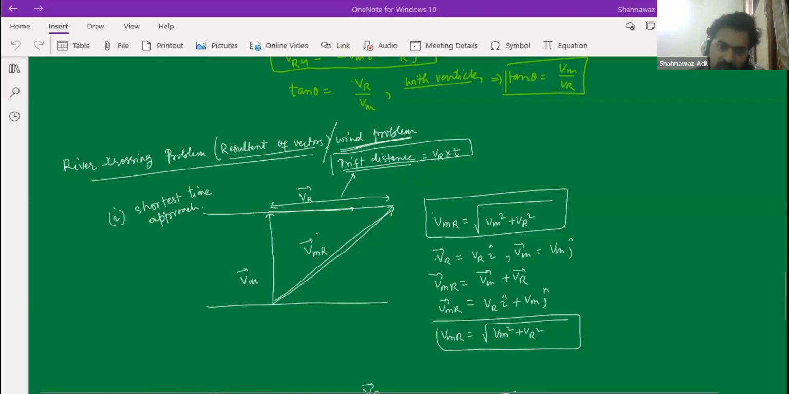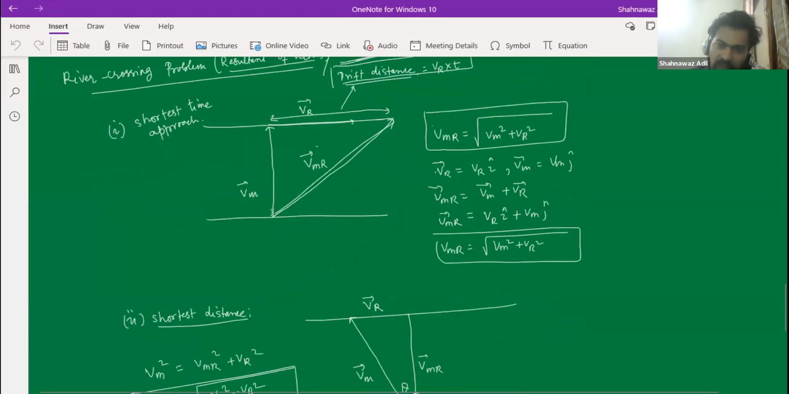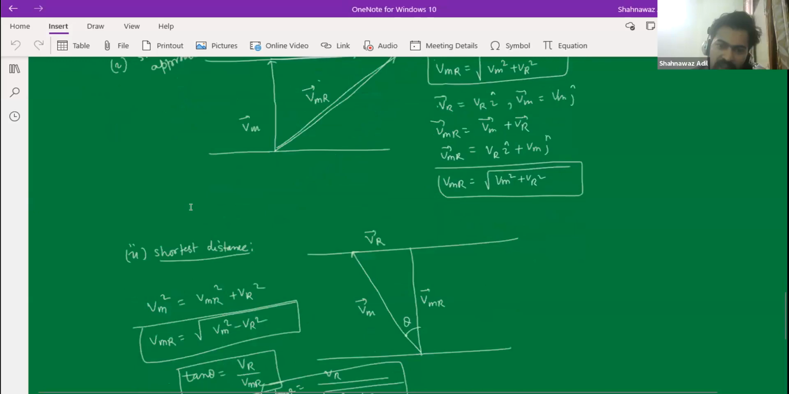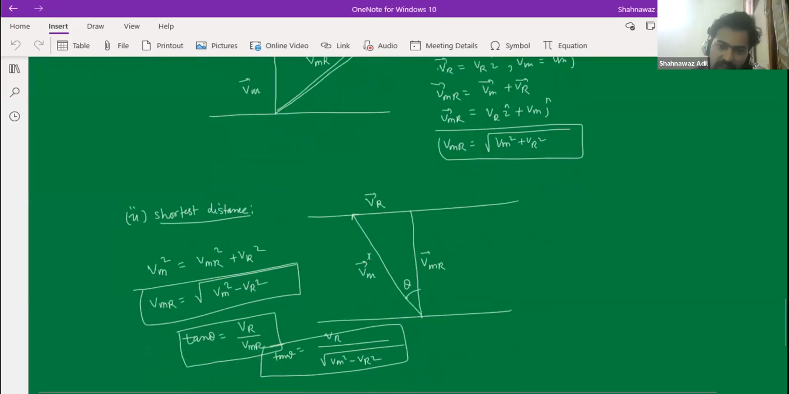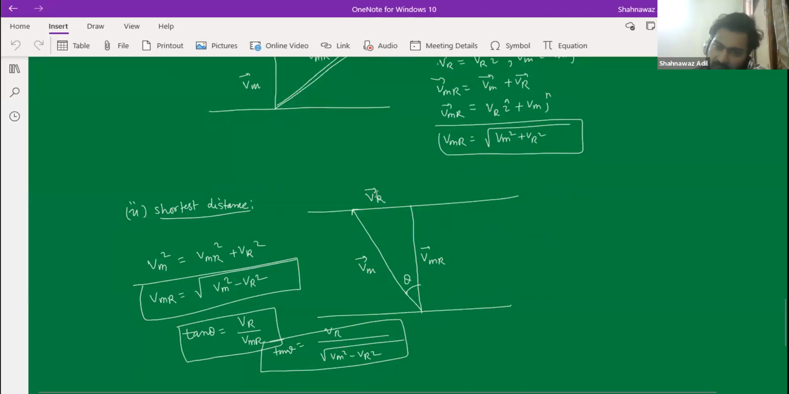So whenever we are talking about the river crossing problem, we'll talk about the resultant. And there are two scenarios. One is the shortest time. The man travels in this direction and its resultant becomes this. So this would be the shortest time. But we also have the shortest distance. The man wants to cross this river, and due to the flow of the river, his resultant would become this. So this is the shortest distance.